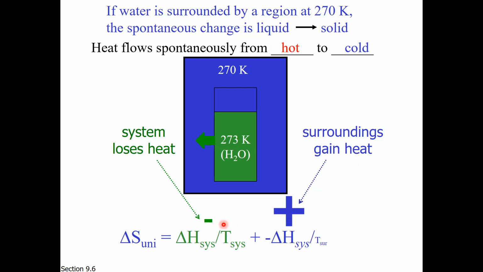You notice the font size is different though. The positive sign is much larger font than the negative sign. This is because the denominator is smaller. Temperature of surroundings is smaller than temperature of system. So if we have the same numerator, the positive sign must have greater magnitude than the negative sign. So this holds true. The entropy change of the universe is greater than zero when this transformation happens.